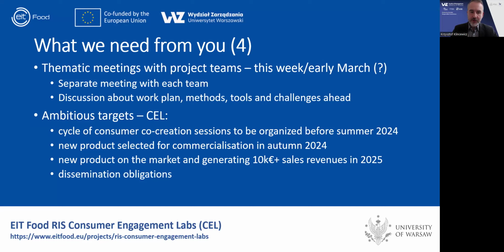And remember that those targets that we have to meet together are going to be quite ambitious. So you will need to run consumer co-creation sessions before the end of June. Companies will need to select products that are streamlined for commercialization already this year. And EIT Food is strongly insisting on specific innovative results next year. So each country, each consortium will need to deliver at least one new product that enters the market next year. We are not worried about those results.